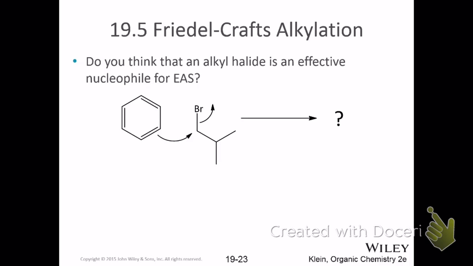So they're asking, is an alkyl halide an effective nucleophile for electrophilic aromatic substitution? The answer is no. The bond isn't polar enough for that to happen, okay? So how do you make this bond weaker? You put in an electron withdrawing group, if possible, or you bring in a metal ion to bond to the bromine on the alkyl halide, right, to weaken that bond. You make it so that this pair of electrons wants to go back up to the bromine, and that makes it less stable. Okay?